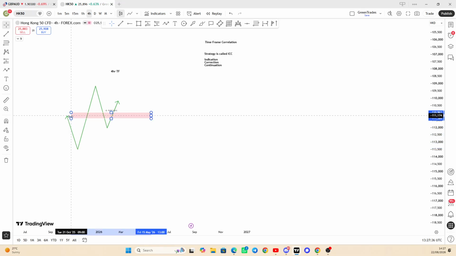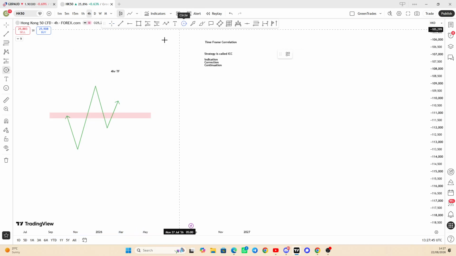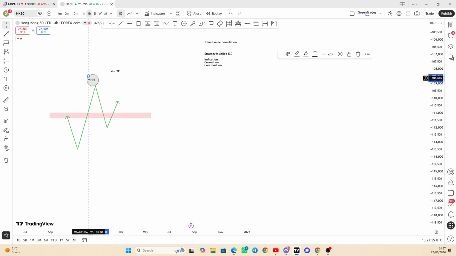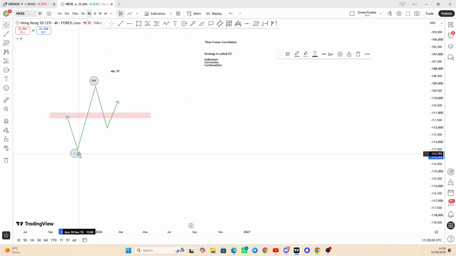Why has it indicated the market wants to go up? Because this swing high has been broken, right? It got broken by this new higher high. So this becomes our new higher high. Sorry guys, higher high, not higher low. That becomes our new higher high at this point. This was our lower low, right? So this is our lower low.